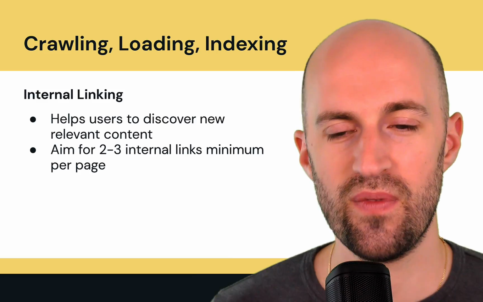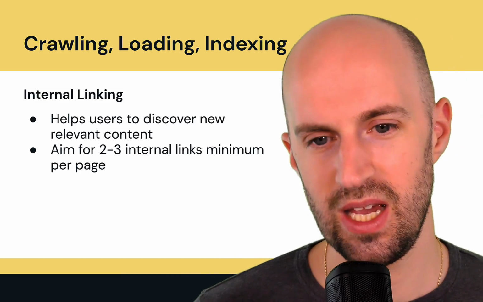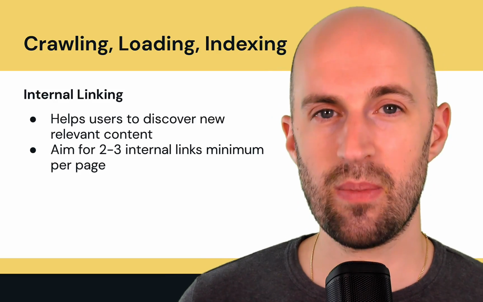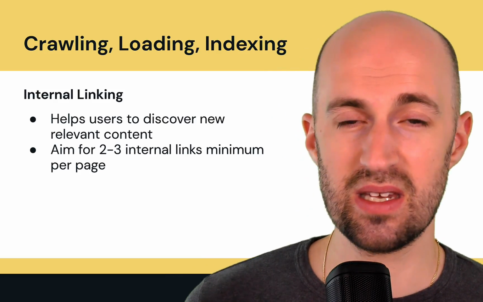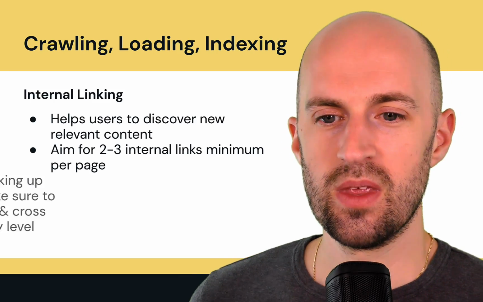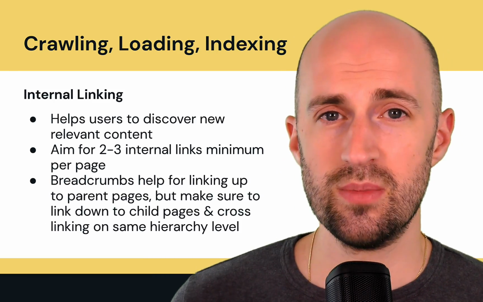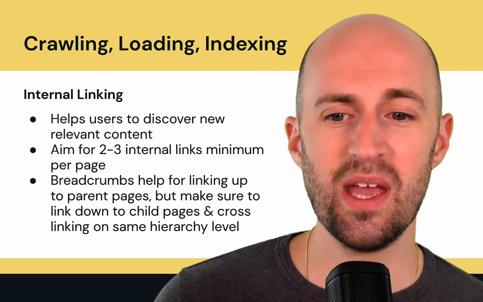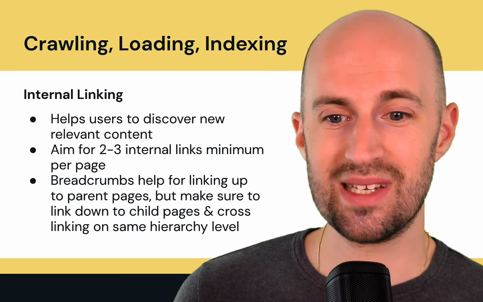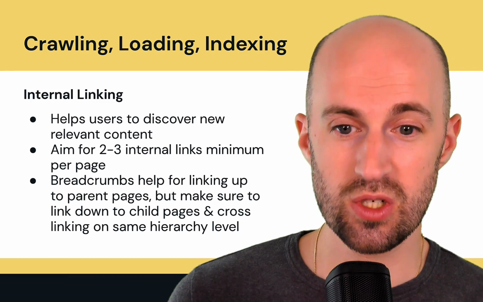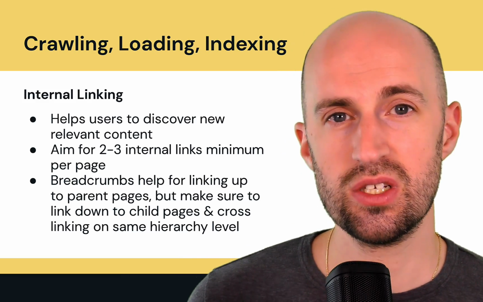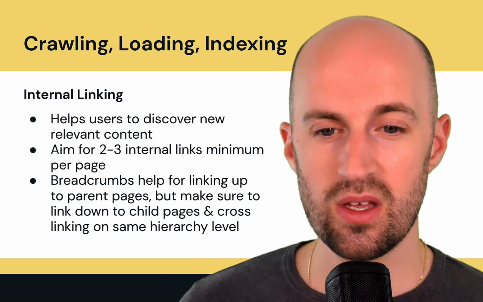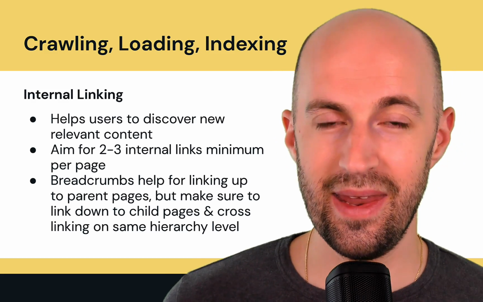The ideal rule of thumb here is to aim for about 2 to 3 internal links minimum per page. It can be a lot more depending on how long that page is. If it's a couple thousand words, then definitely have more internal links. And if you have breadcrumbs, like we discussed previously, they also help with linking up to parent pages. But make sure on those category pages to always link down to their subcategories or child pages. And then on those pages, link across, so cross-linking between them on the same hierarchical level. That makes for a robust internal linking strategy.